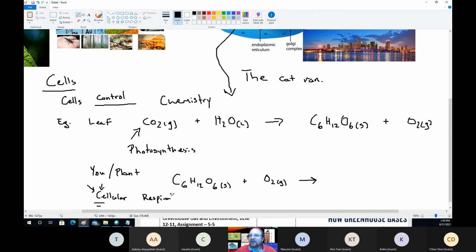Cellular respiration right here. And our cells control this chemistry and obviously all kinds of other chemical reactions. So we take in, we eat sugar, we breathe oxygen, and we breathe out CO2 gas and get a little excess water, which, if we have too much water, we pee it out. It comes out through our urine. If there's too much water in our body, our kidneys help balance the water. But you will notice these are the same chemical reactions, just written in a different direction.